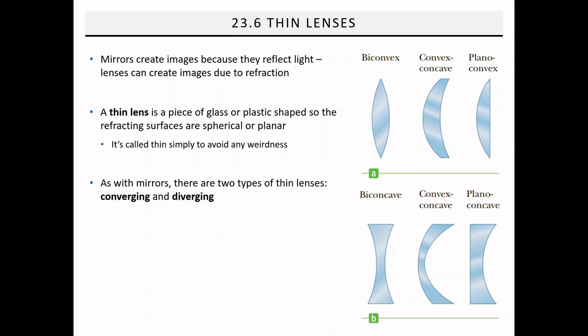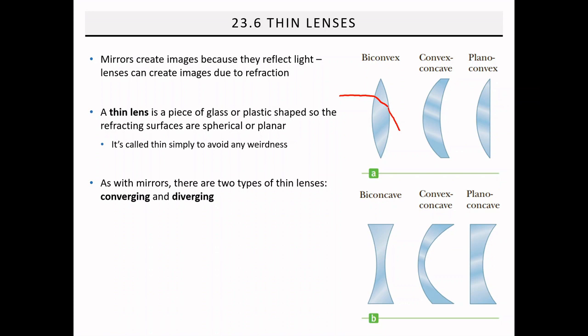However, lenses can do something very similar. When light enters a lens, the light refracts and it bends. So in much the same way that mirrors can create images, lenses can also create images. Basically, any type of glass or plastic that light can refract through can be considered a lens. So you have light come in, it refracts into the lens, and then it refracts again as it leaves.